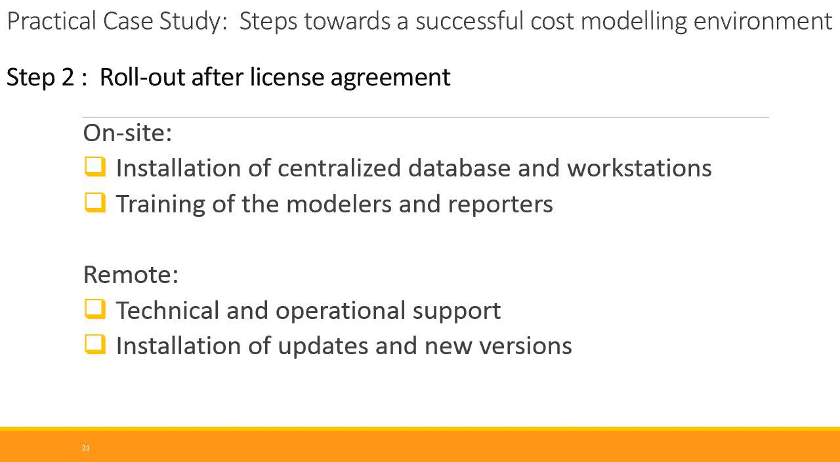And we have 2 types of persons with the modelers and the reporters. The difference is that a modeler can make all the changes, can make the model, can do everything. A reporter license has limited rights and normally they can only see the results.